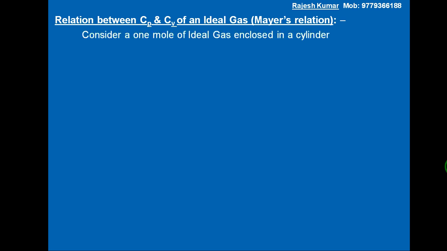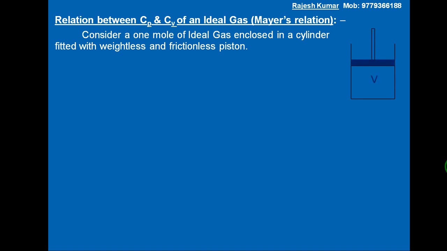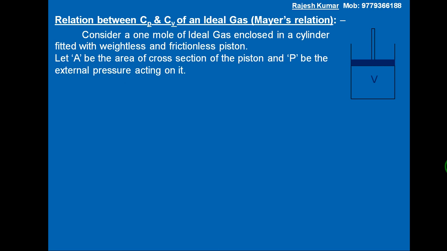Consider 1 mole of ideal gas enclosed in a cylinder fitted with a weightless and frictionless piston. This is a cylinder fitted with a weightless and frictionless piston, and the volume of the gas is capital V. Let A be the area of cross section of the piston and P be the external pressure acting on it. See in the diagram, external pressure is capital P.